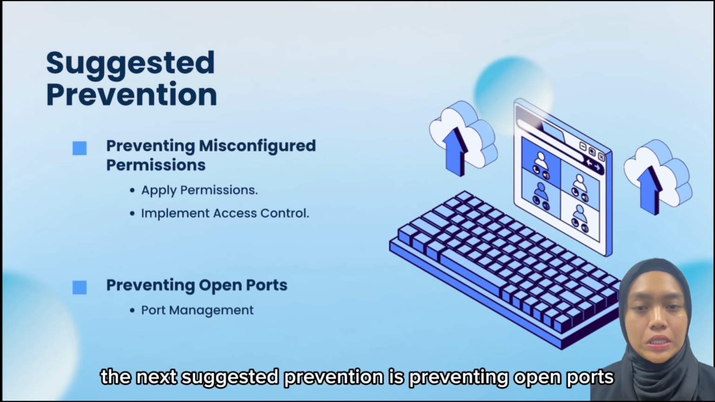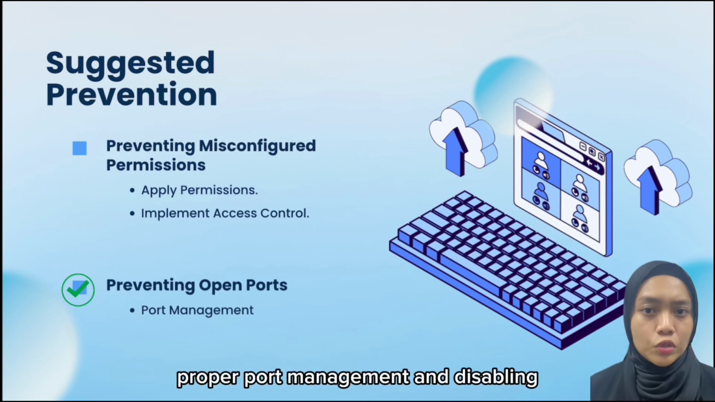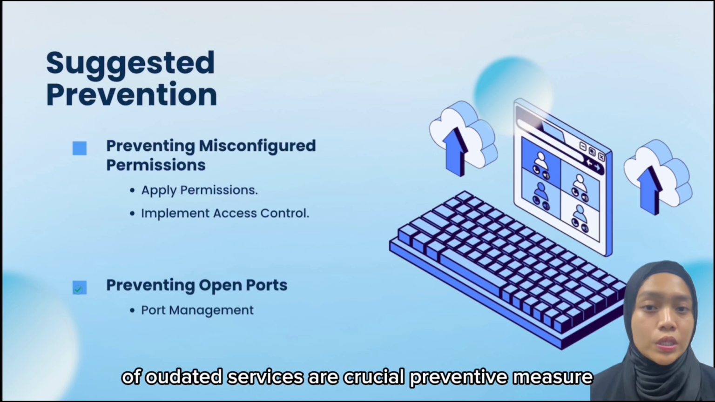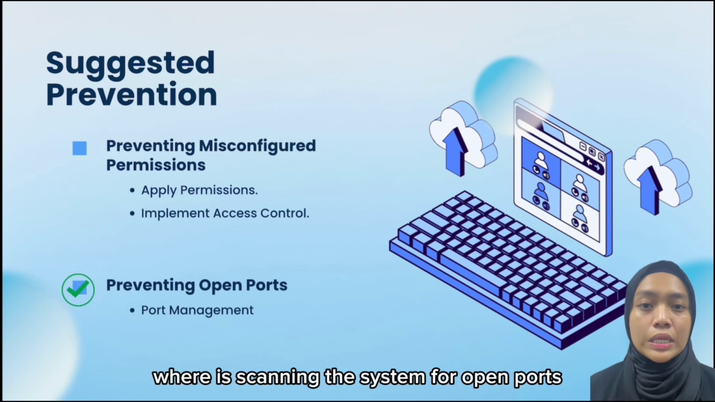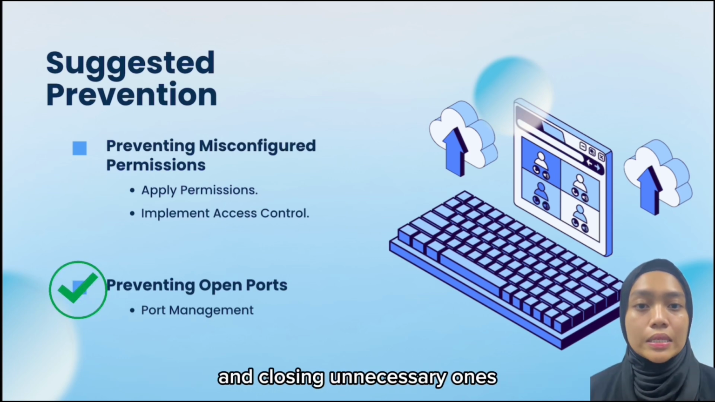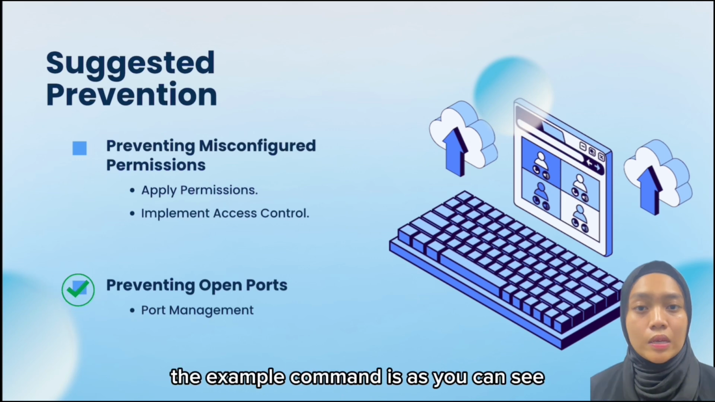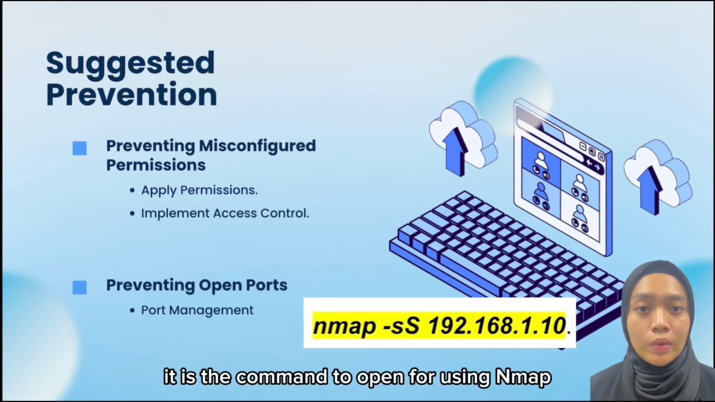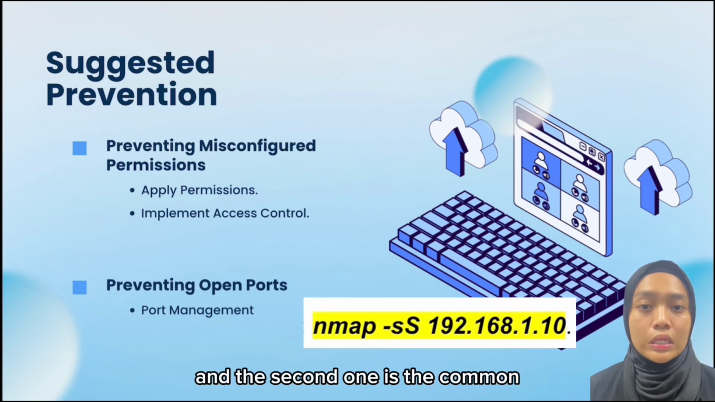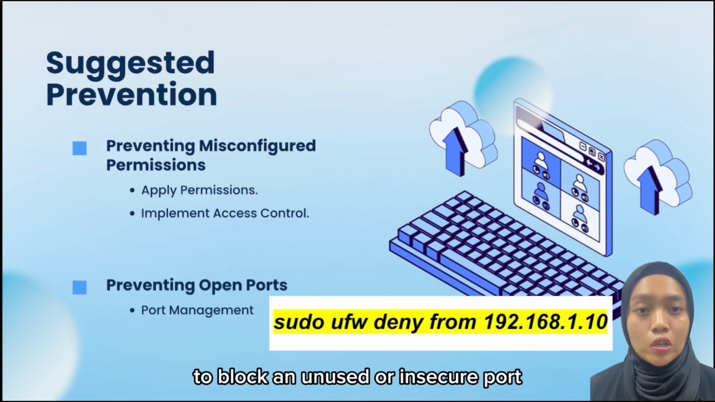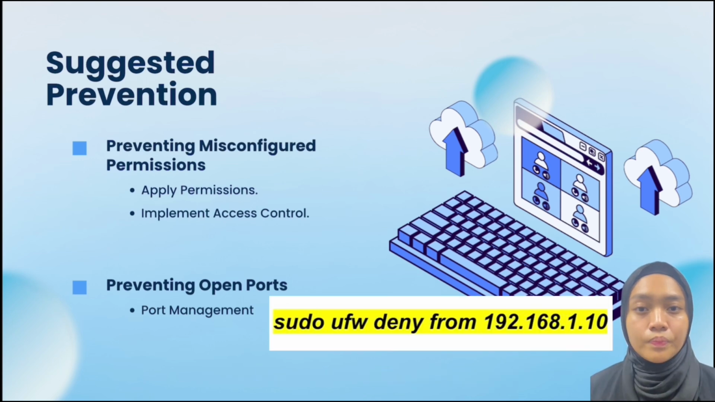The next suggested prevention is preventing open ports. Proper port management and disabling of outdated services are crucial preventive measures. For port management, scanning the system for open ports and closing unnecessary ones minimizes the attack surface. So the example command is, as you can see, the command to scan open ports using Nmap, and the second one is the command to block an unused or insecure port like Telnet on port 23.